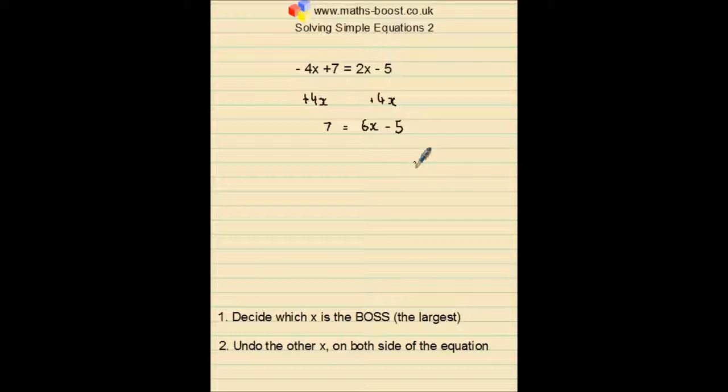And now it's a simple equation that we know how to solve. Look at the number and do the opposite to both sides. I then look at the number in front of the x and divide both sides by this number. All being well, this cancels, and I'm left with my answer.